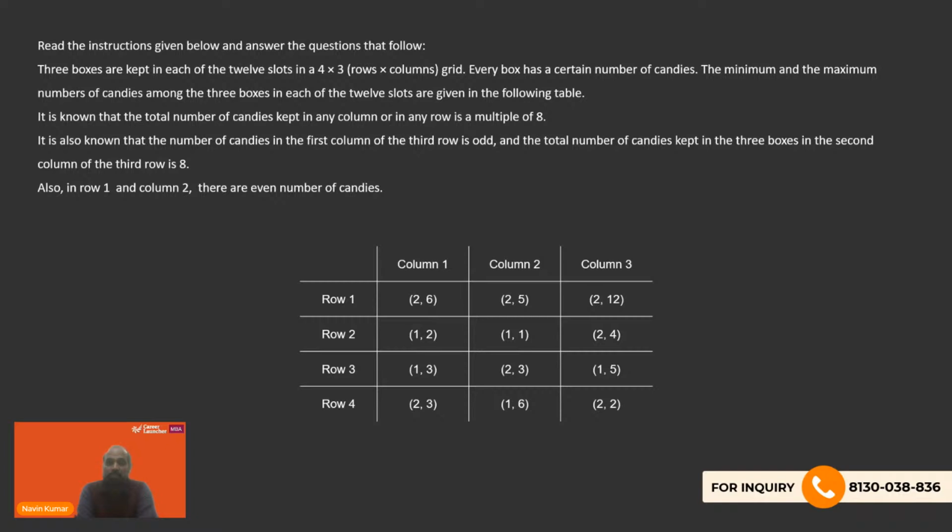It is known that the total number of candies kept in any column or in any row is a multiple of 8. So basically, if we look at the total number of candies in this particular column, it has to be a multiple of 8. It has to be for each column and similarly each row.